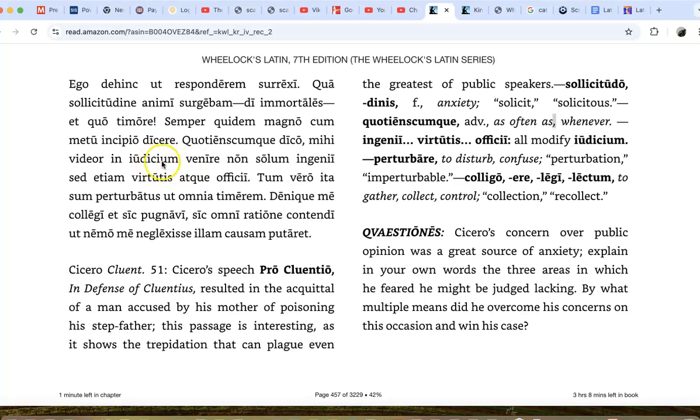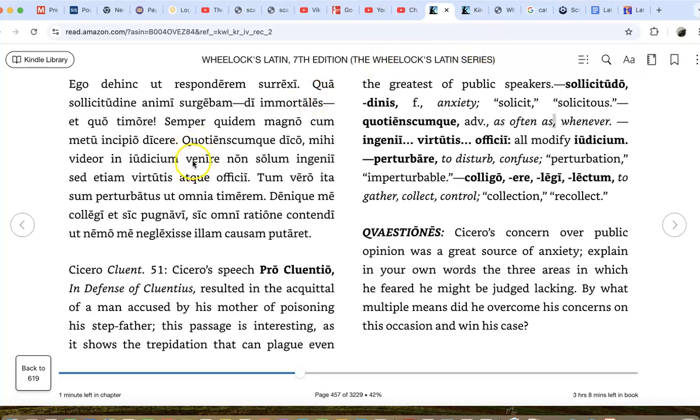In judicium venire means to come into judgment. In other words, he thinks he's being judged. That people are going to judge the quality of his words by his competency. So whenever I speak, I seem to me to come into judgment. Again, I'm going to keep it somewhat literal so we can follow the grammar, but to come into judgment.